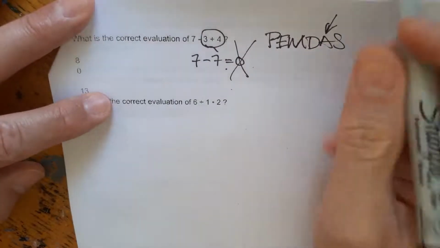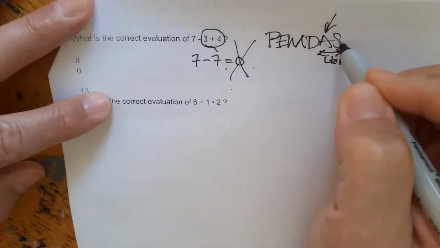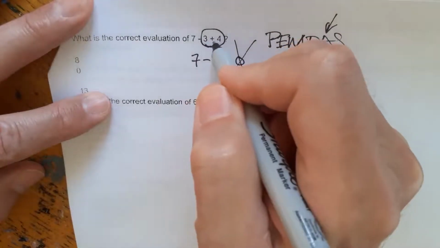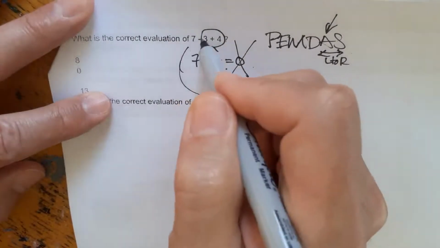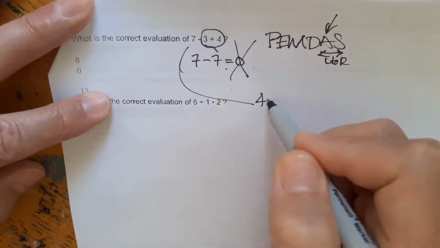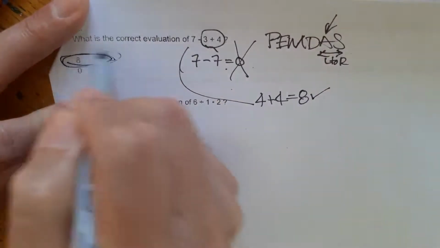Because there is a left to right rule right here. They drew this arrow under here and said L2R. If it's equal and opposite, which addition and subtraction are, we do whichever comes first left to right. So the correct answer would be 7 minus 3 is 4. Then we would add the 4, and this would equal 8. Check. This is 8. That's your correct answer.